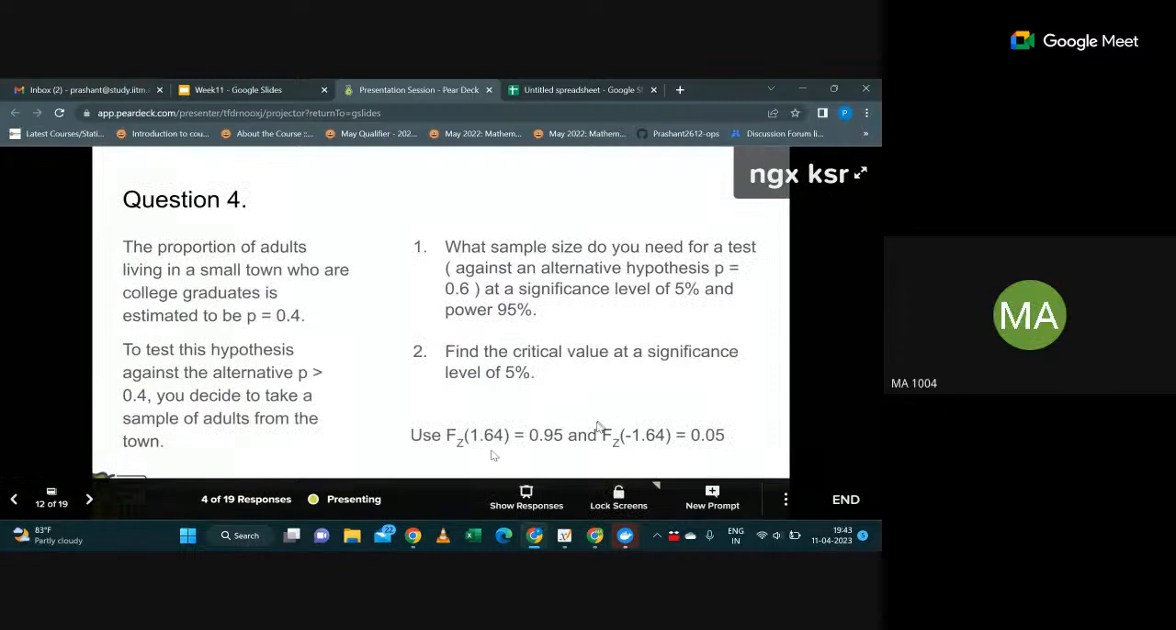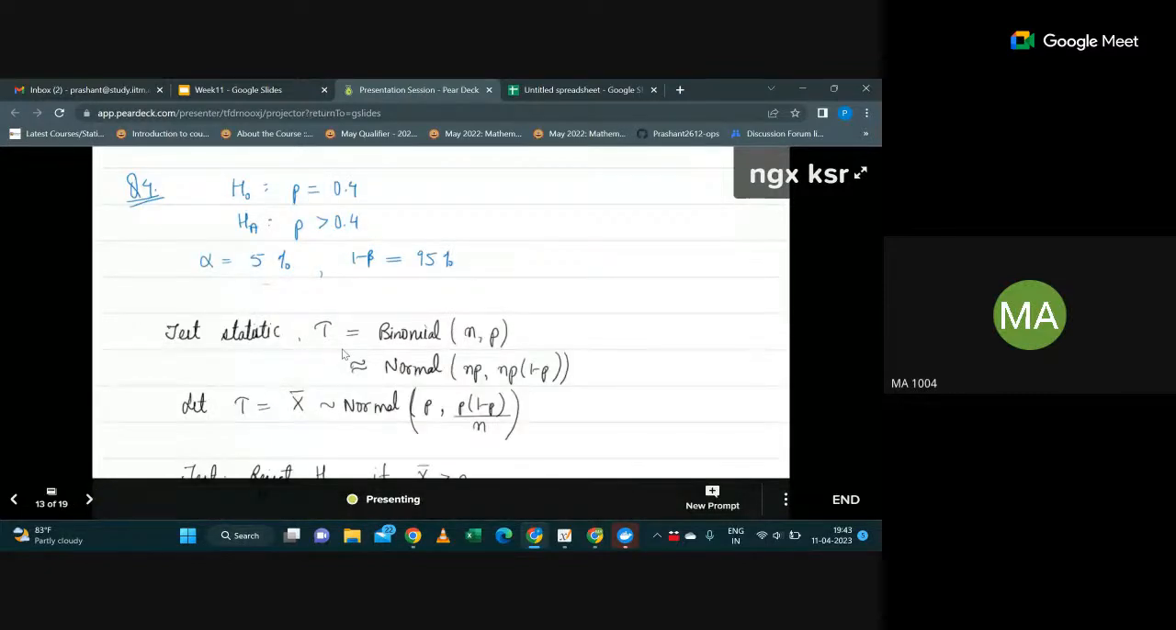Okay, sir. Here, like here it has been provided, right? It means Z inverse of 0.95 is 1.64, right? Yes. Okay, so accordingly things will look better. So let's discuss the solution.